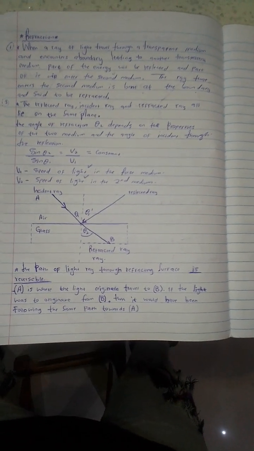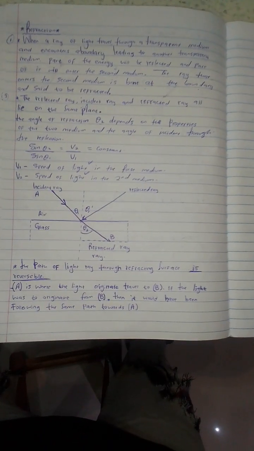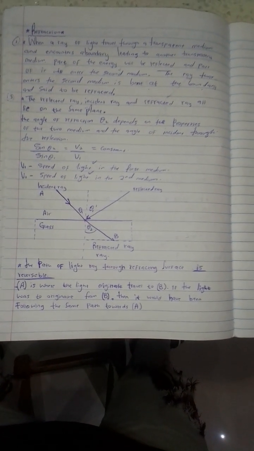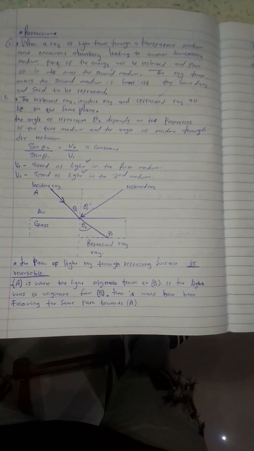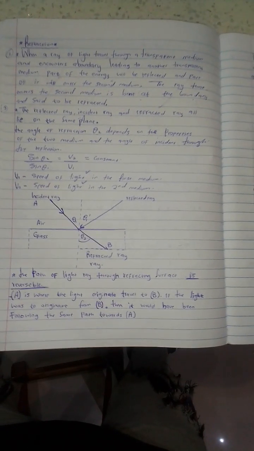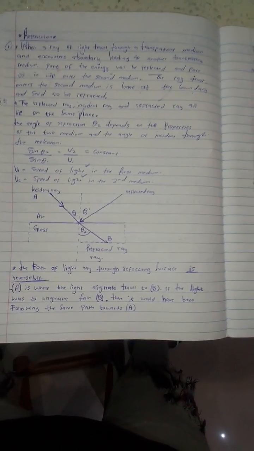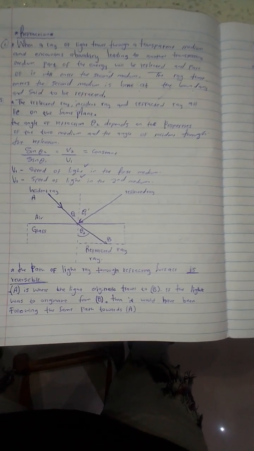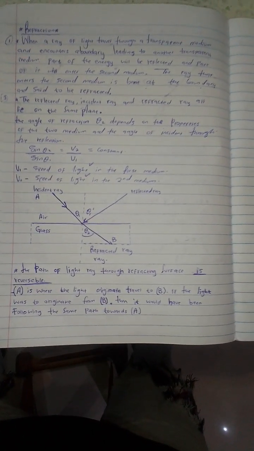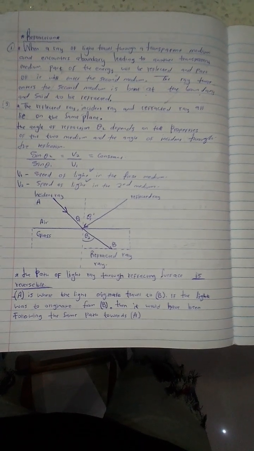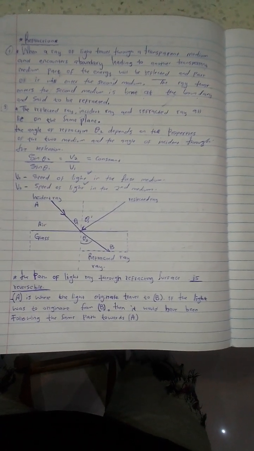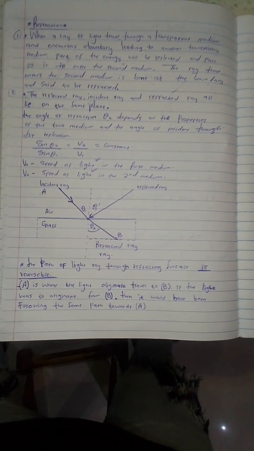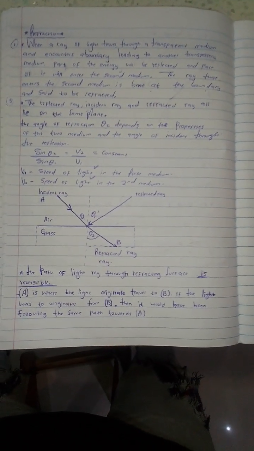We know that we have this ratio: sin θ2 divided by sin θ1 is equal to V2 over V1. Those V's are the speed of light in the medium. So V2 is the speed of light in the second medium, and V1 is the speed of light in the first medium. These are constant.